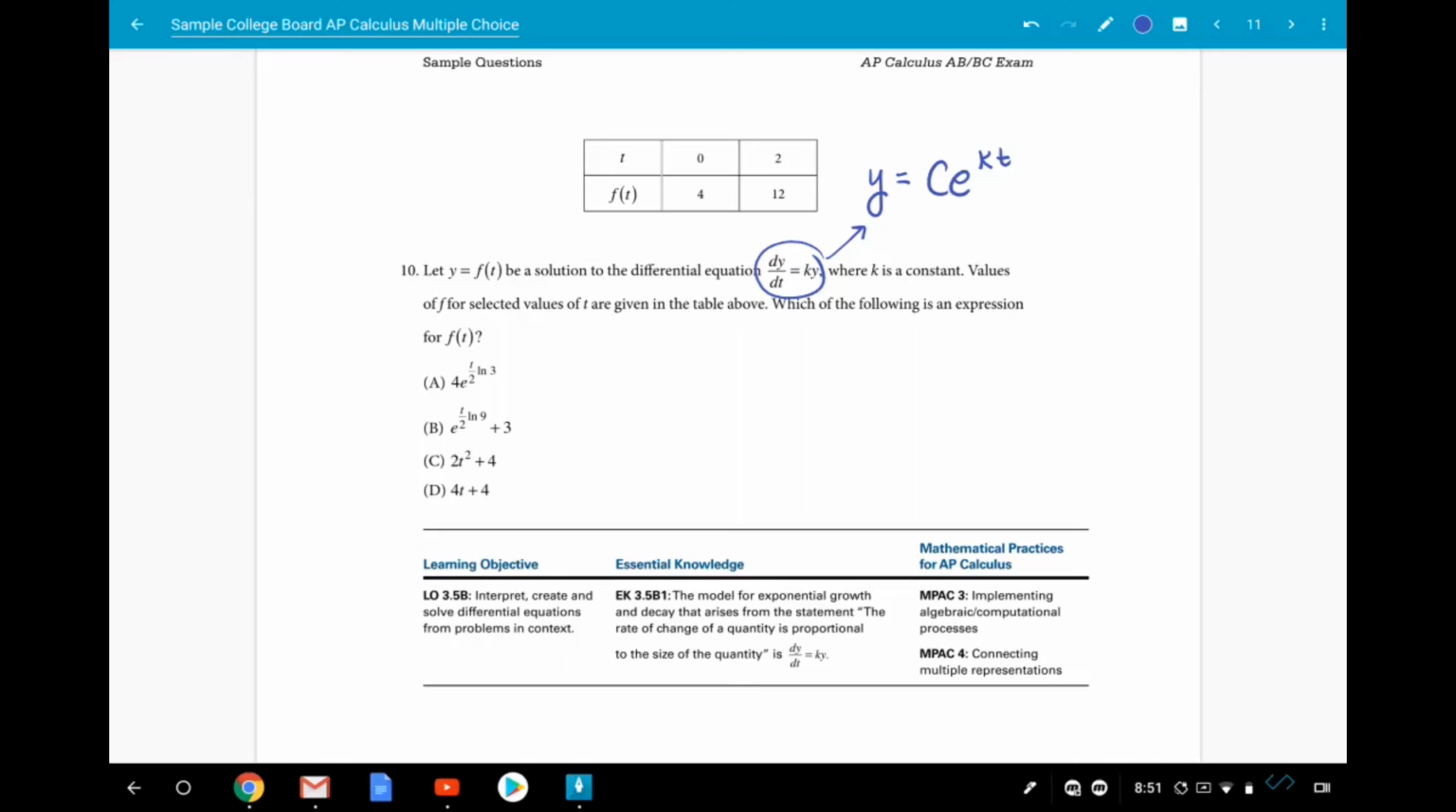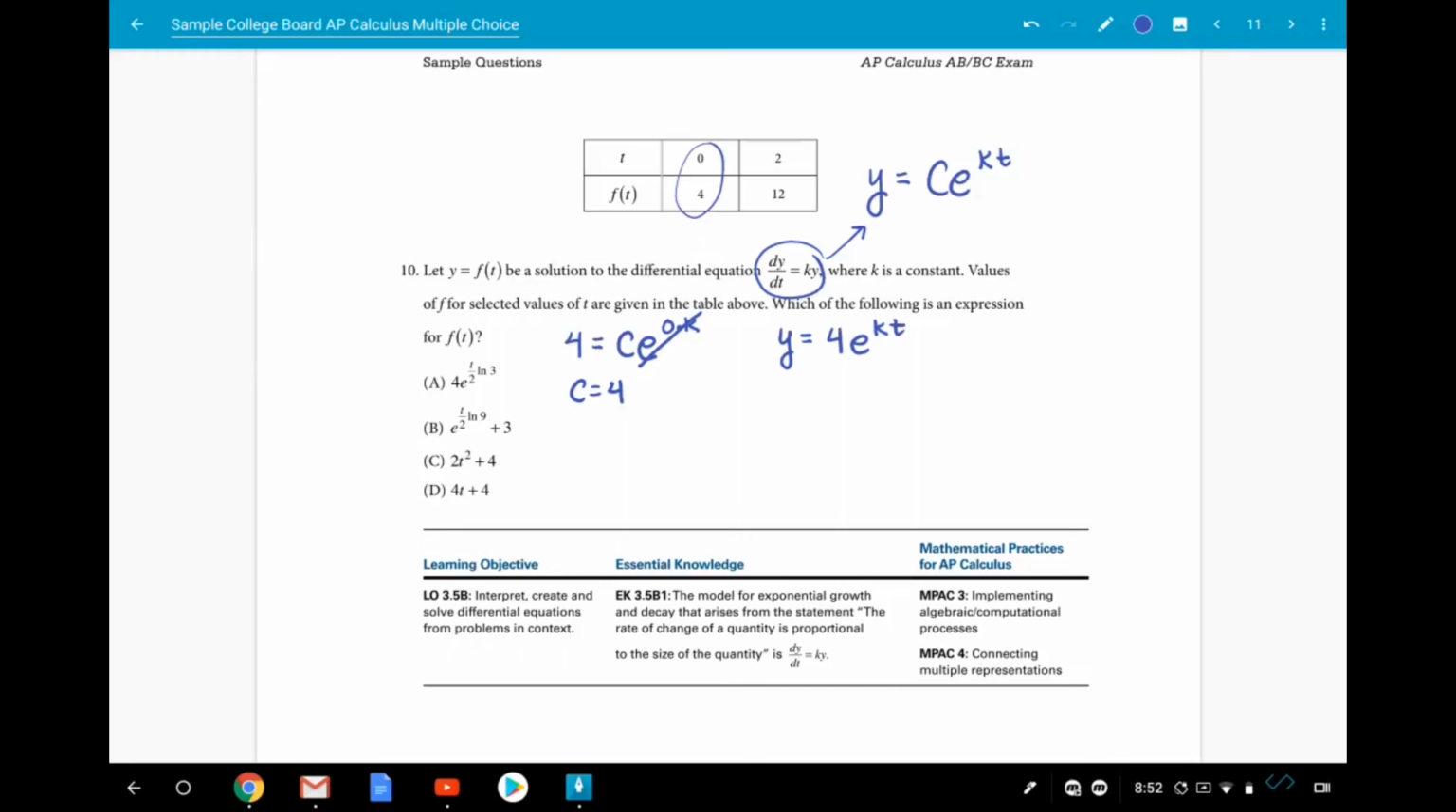So let's go ahead and use our first value, which is (0, 4), and plug it in to see if we can find one of the unknowns. So I'm going to get 4 is equal to ce to the 0 times k. So e to the 0 power is just 1. So far we've solved that c is equal to 4. Great. So that means we have the equation y equals 4e to the kt.